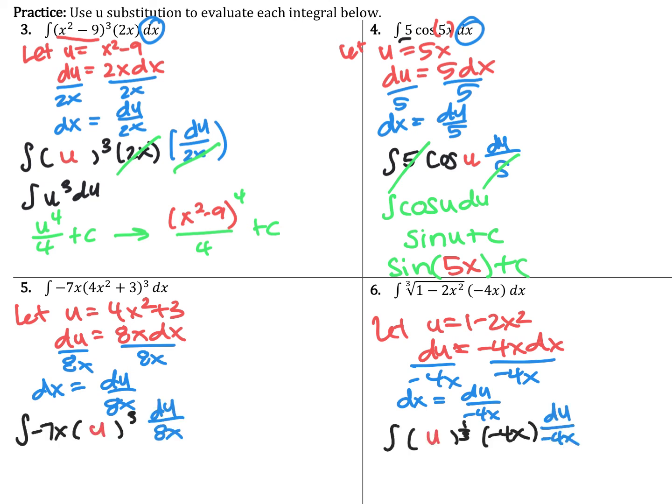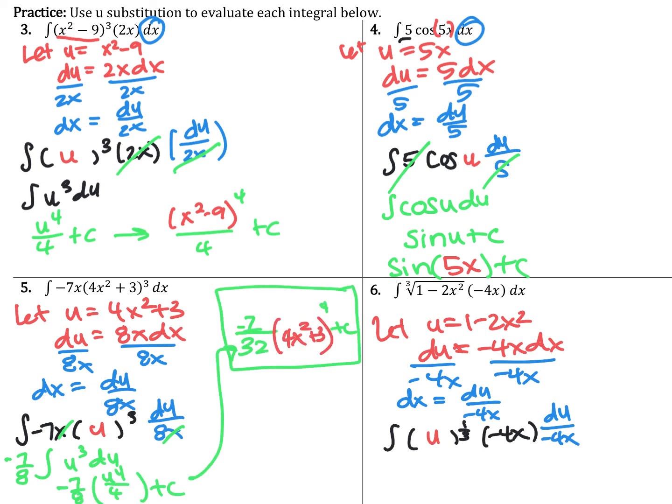So here I have rewritten each of those integrals. Here, the x's will divide out, but I still have -7 and 8. So I'm going to just pull that in front of my integral. And then I'm going to apply the power rule and substitute back in what I know u is. So when I apply the power rule, I get u to the 4th over 4. If I multiply -7 over 8 by something over 4, I'm going to get -7 over 32, and I'm going to substitute back in the fact that u is 4x squared plus 3.